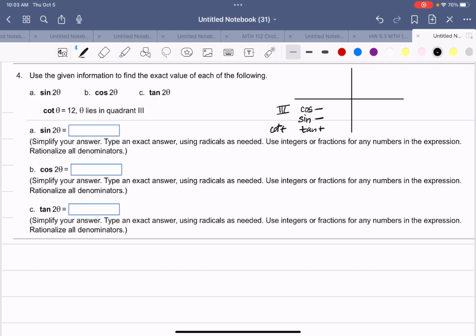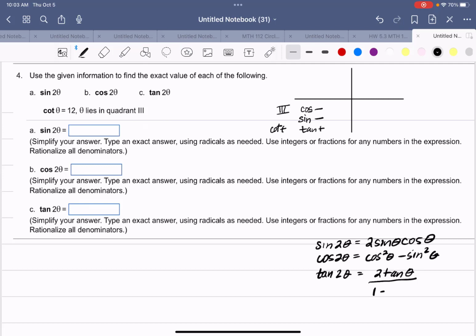So for sine 2 theta, I'm going to use 2 sine theta cosine theta. For cosine 2 theta, I'm going to use cosine squared theta minus sine squared theta. And for tangent 2 theta, I'm going to use 2 tangent theta divided by 1 minus tangent squared theta.